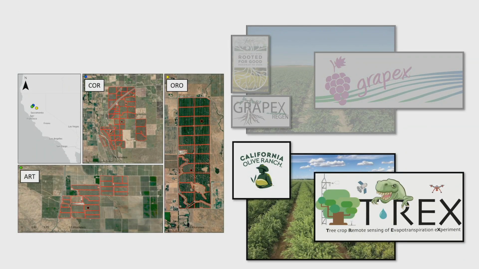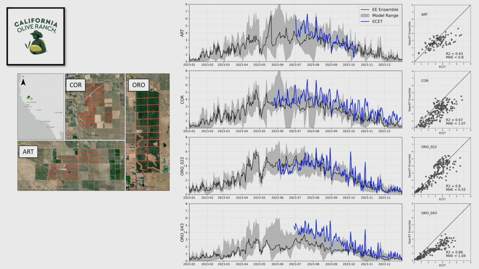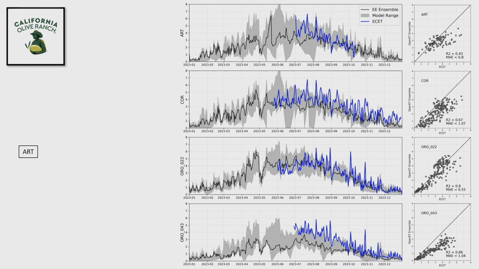Again, our expansion into California Olive Ranch, so we just processed this 2023 data, and the statistics aren't as great. Again, we need to dive into why we're seeing what we're seeing, but there seems to be a lot more noise and a lot more biases when comparing to the olive orchards that we have as part of our project.